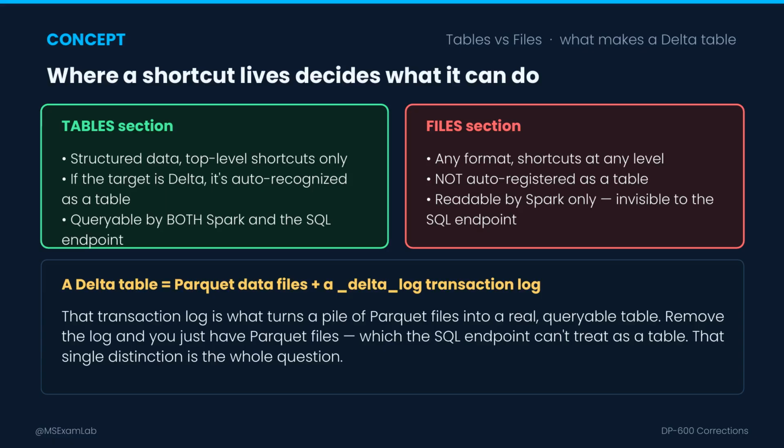One more useful detail. If your source really is plain Parquet or CSV and you need it as a table, Fabric's shortcut transformation can convert it into a managed Delta table for you. And keep in mind the SQL endpoint is read-only. It shares the same engine as the Fabric warehouse, so it queries Delta tables but never writes to them.